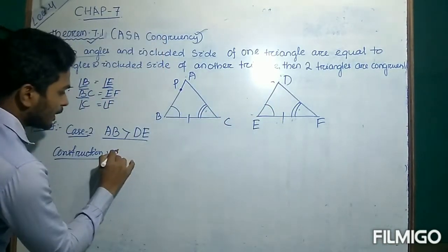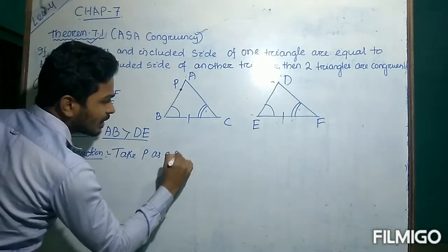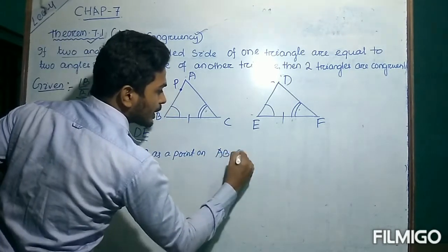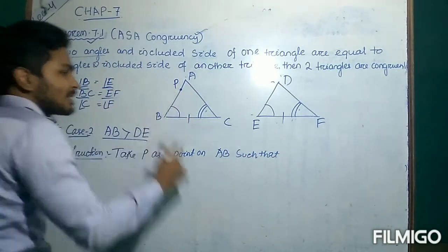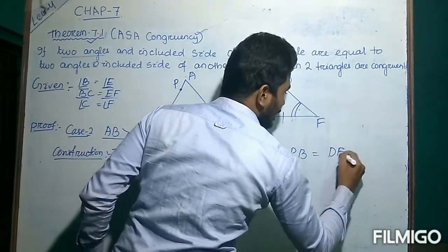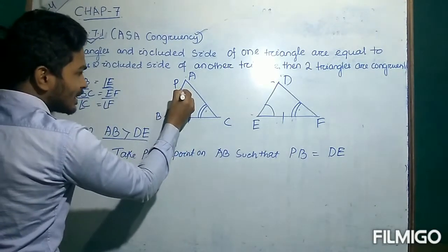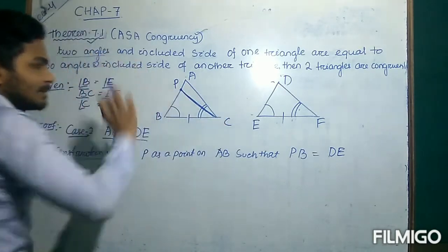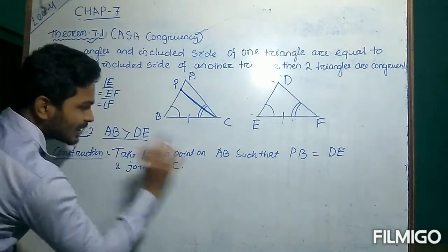So write it. Take P as a point on AB such that this distance PB is equal to DE. Okay, we construct it. Now let us join these two vertices, P and C, and join P and C.